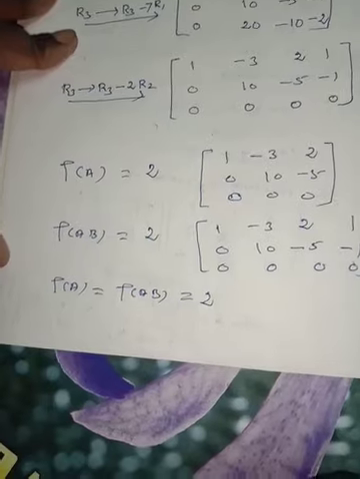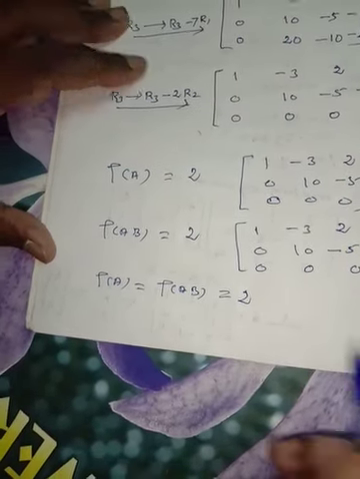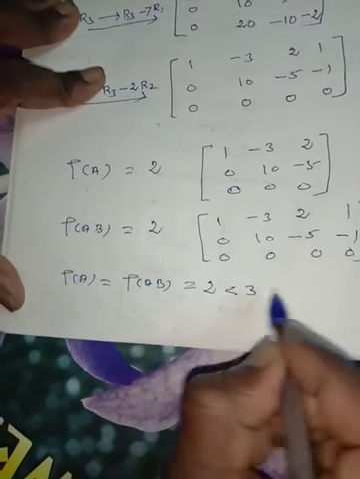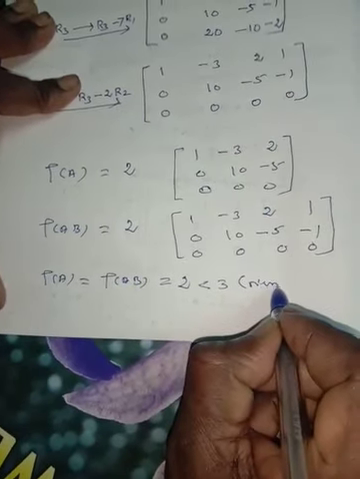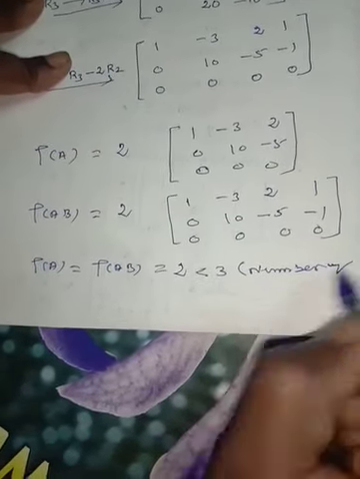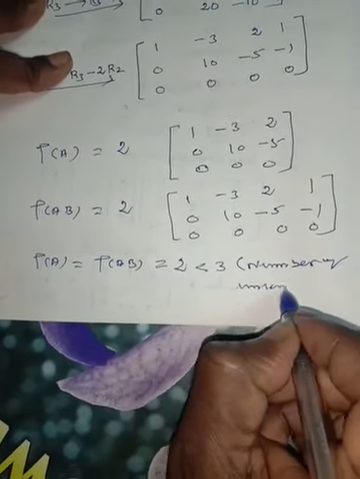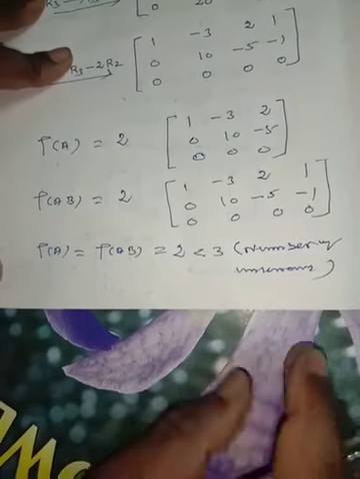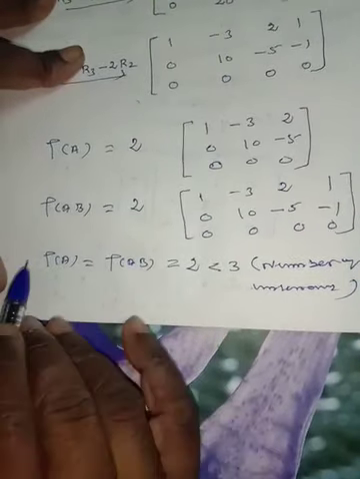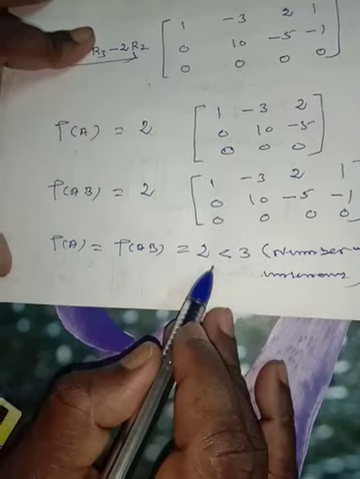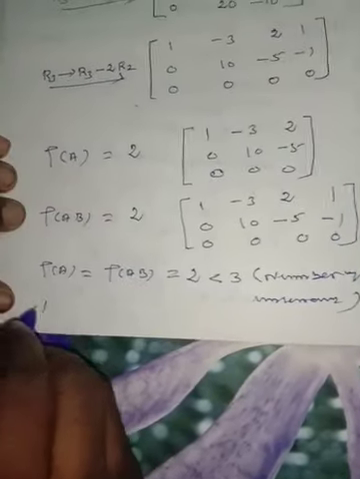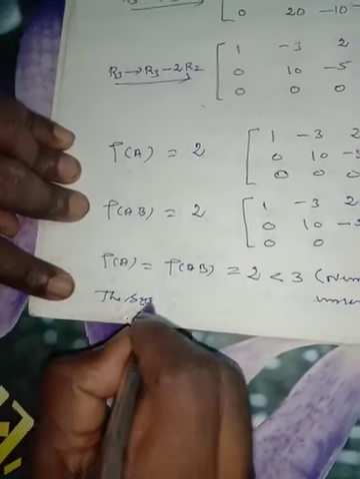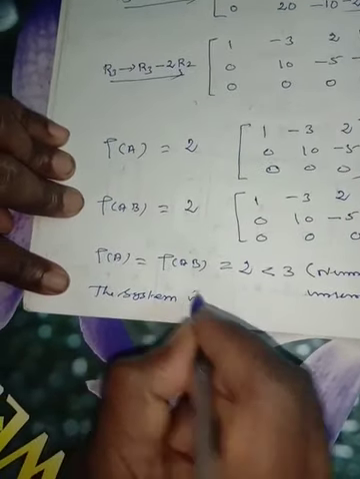Rank of A is equal to rank of AB is equal to 2. But the number of unknowns x, y, z is 3, and 2 is less than 3. So rank of A is equal to rank of AB is equal to 2, less than the number of unknowns. The system is consistent.